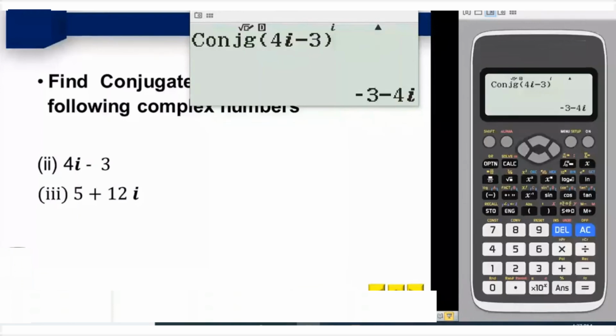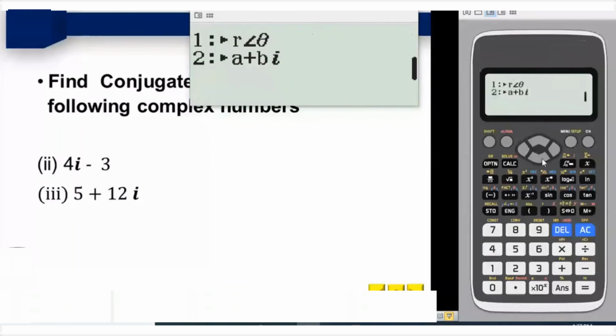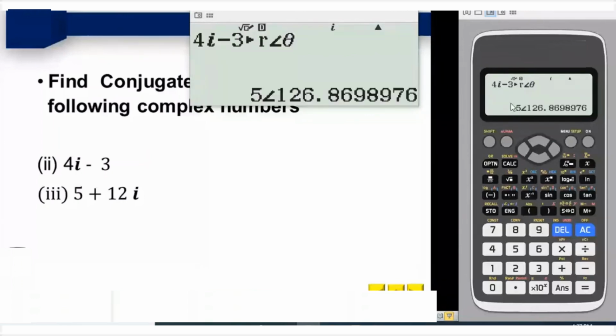Similarly, if I need to find the modulus and argument, first I will write 4 iota minus 3. I will press the option button, scroll down, and press 1, and I will get both the modulus, that is 5, and the argument, that is 126.86 degrees. I hope this is clear.